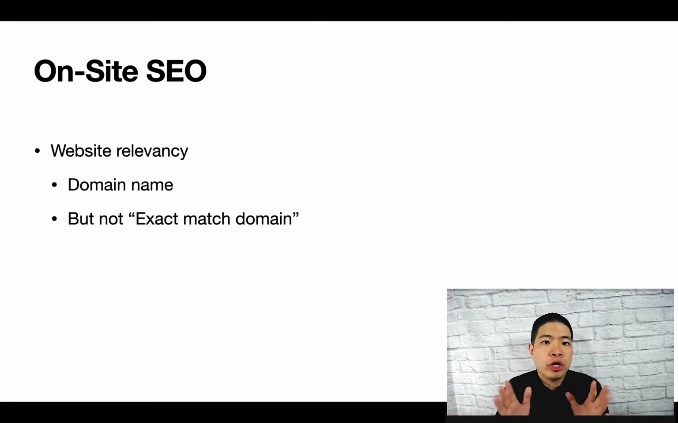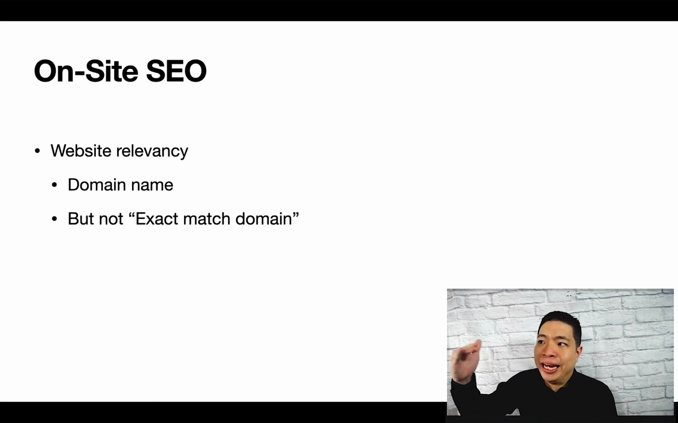But make sure you don't use an exact match domain, right? So if you try to target a keyword like "how to lose weight" and you register a domain like howtoloseweight.com, guess what? Google will punish you because they think you are cheating. So even though a domain can help you get ranked, don't use an exact match domain. That's a tip for that.